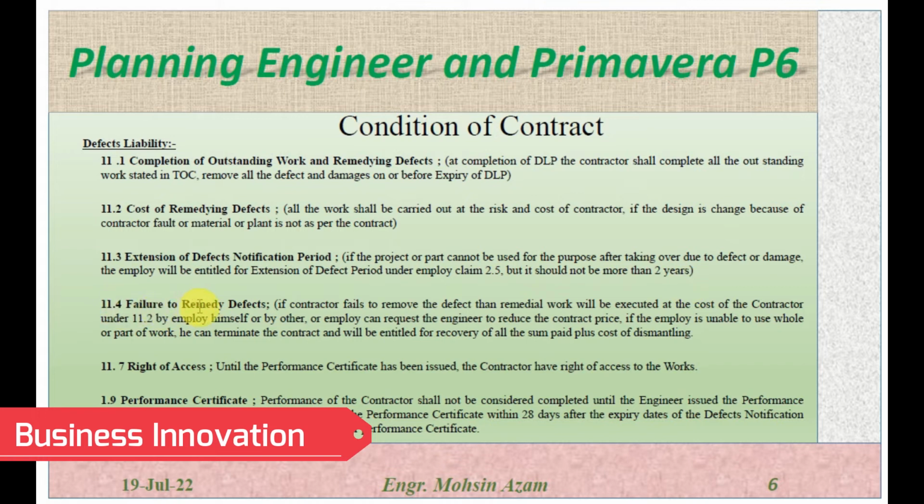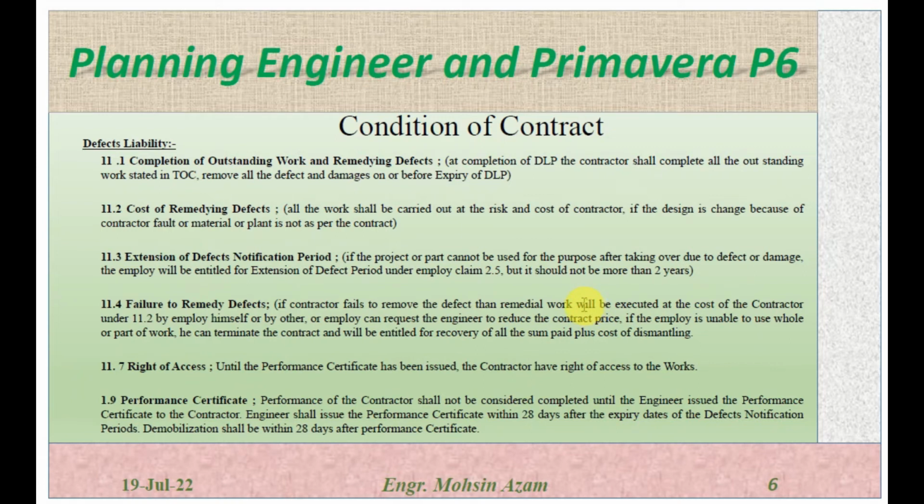11.4, failure to remedy of the defect. If the contractor failed to remove the defect, then the remedial work will be executed by the employer at the cost of the contractor under subclause 11.2. So if the contractor failed to remove the defect, the employer can proceed to remove the defect from the project at the cost of the contractor.